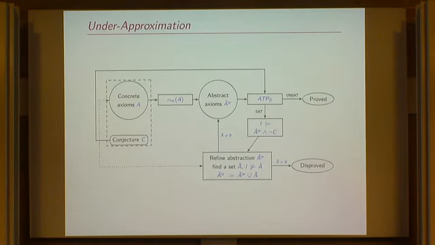And now the reasoning is guided by models. Before, reasoning was guided by proofs; now this reasoning is guided by models. So we have concrete axioms, and we get an abstract weaker set of axioms by, for example, removing some of the axioms. Now we run an automated theorem prover.